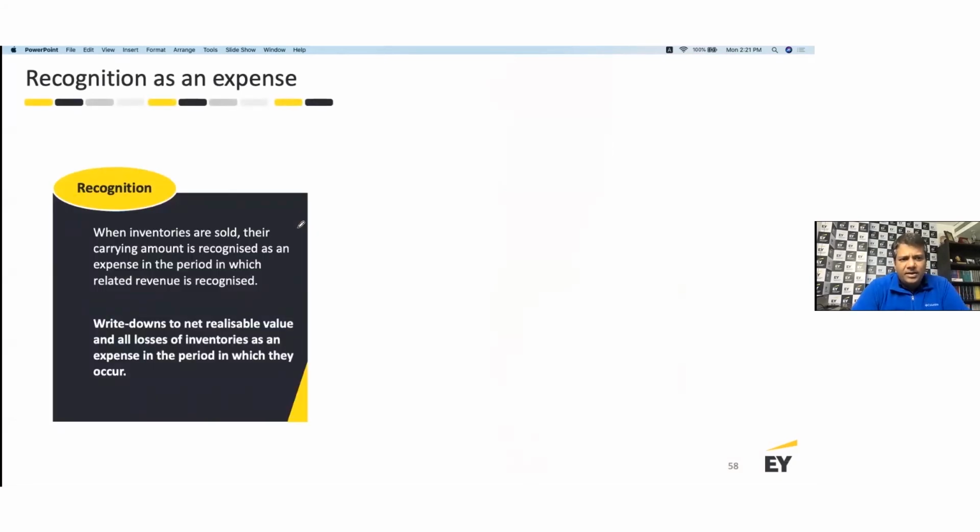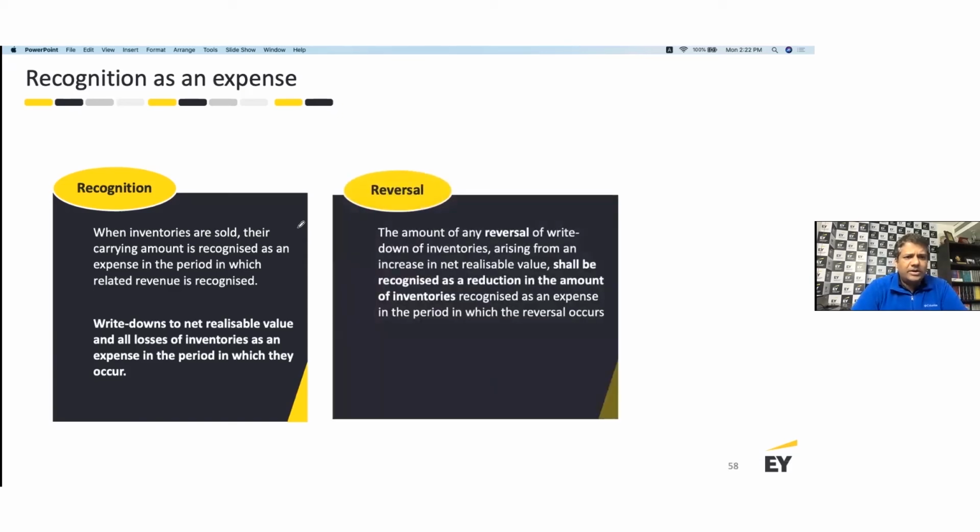How do I deal with this? The carrying amount is recognized as an expense in the period in which related revenue is recognized. Okay, in the period in which related revenue is recognized, write downs to net realizable value and all losses of inventories are recognized as an expense in the period in which they occur. All of that, write down and all losses, are recorded as an expense.